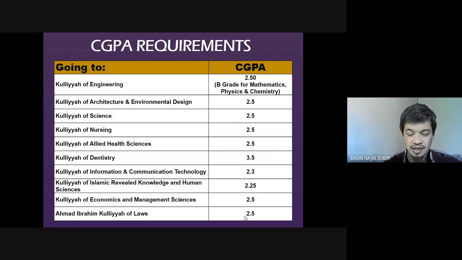What can be concluded from this table is that if you achieve anything below 2.25, then there is no entry for you to any bachelor degree program in IIUM, because the lowest here is 2.25.